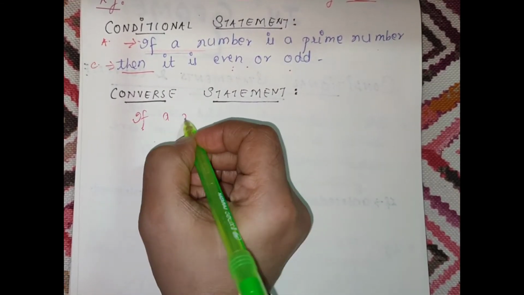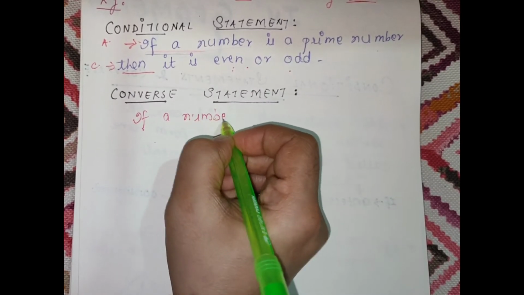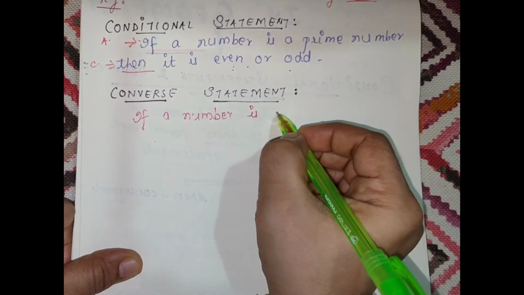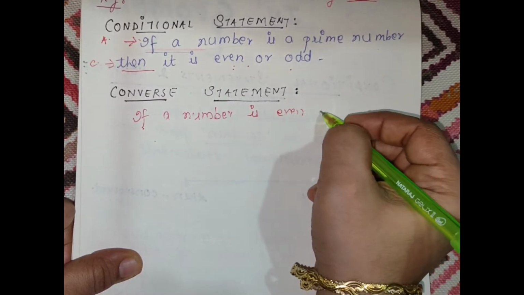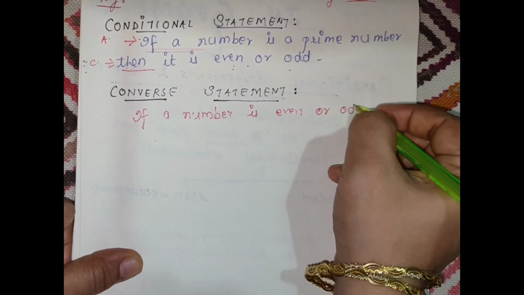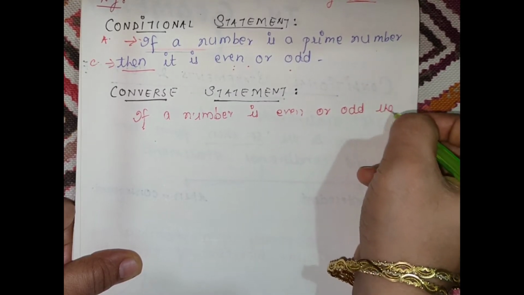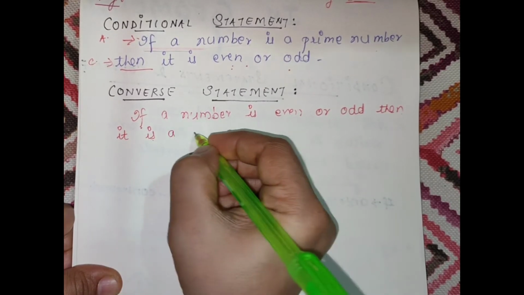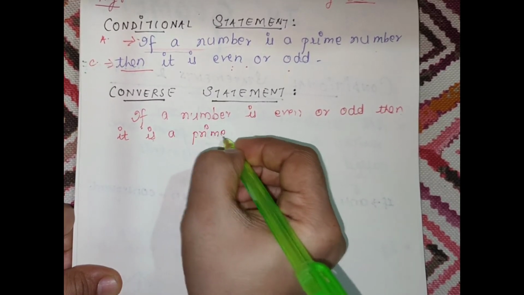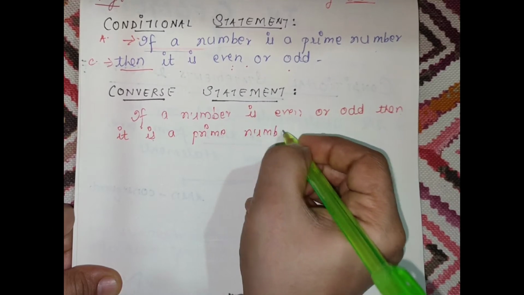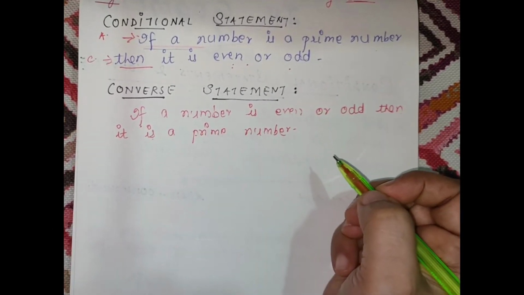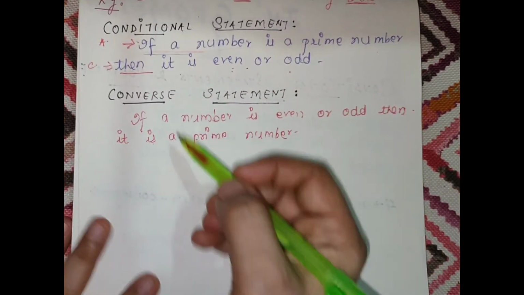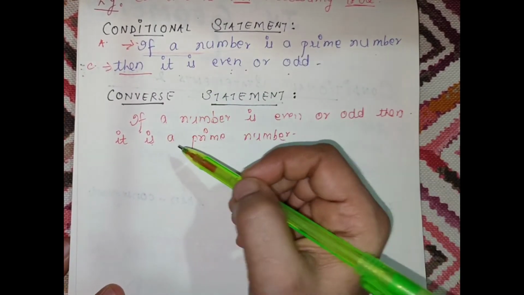If a number is even or odd, then it is a prime number. Now if you see this statement, it is not correct. The converse is not true for the condition.